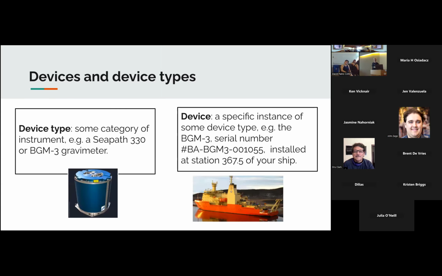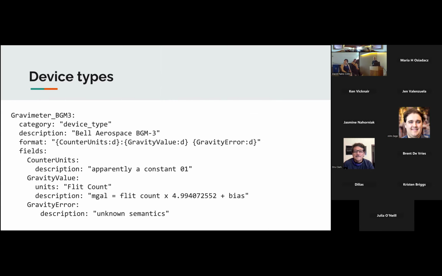There is a device type, let's say a CPAP 330, which is any CPAP 330, and then there's a specific instance of the CPAP 330 that's on your ship. And on the NBP, we have two TSGs that are the same type of box, but they're two different instruments. So what you have to do is first you define the device type, your gravimeter. You say gravimeter BGM3 is a device type. This is the format that this thing puts out.